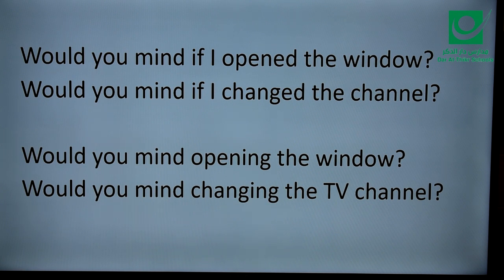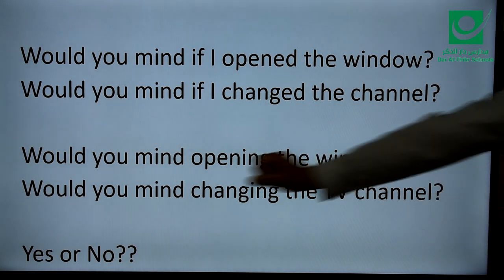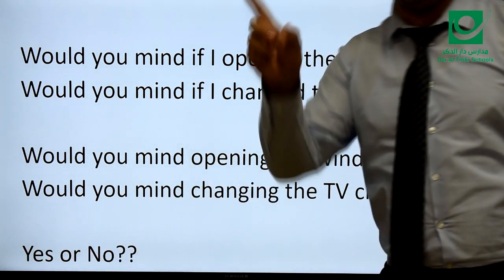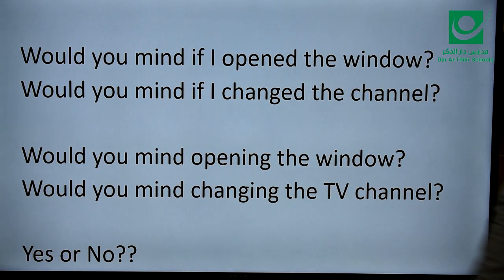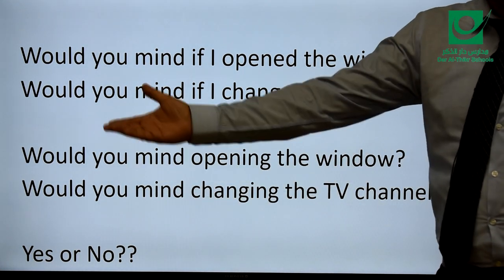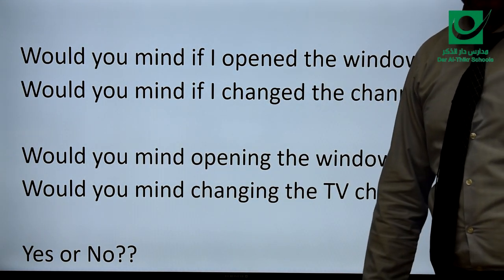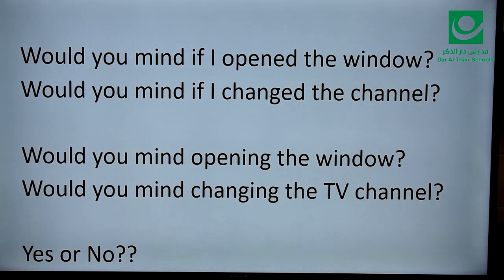Think about the answer. If you're asking a person to do something, would you mind changing the channel? Would he say yes or no? Actually, if he said yes, it means that he's not giving you the permission. But if he says no, means that he agrees. Okay, he has no problem with it.